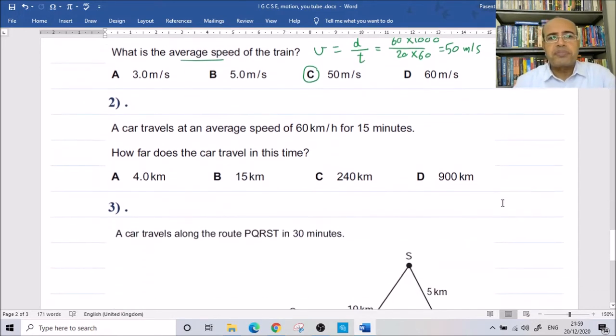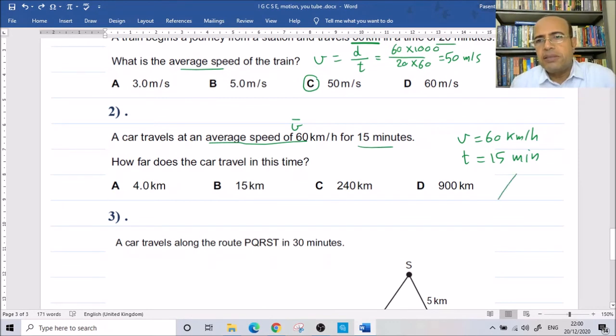Another question. A car travels at an average speed. So we have the average speed, this is the given, 60 kilometer per hour, for 15 minutes. We have the time, 15 minutes. So remember the triangle. The average velocity equals the distance over time. What do we need? How far? So we need the distance traveled. The distance traveled equals the average speed multiplied by the time.